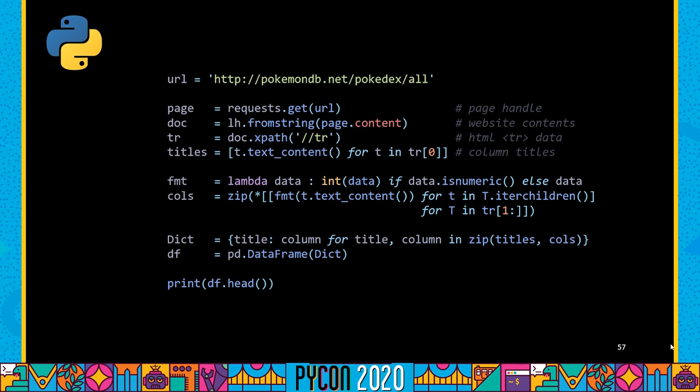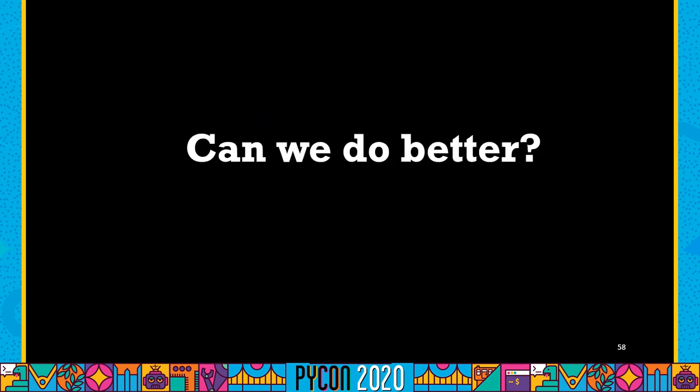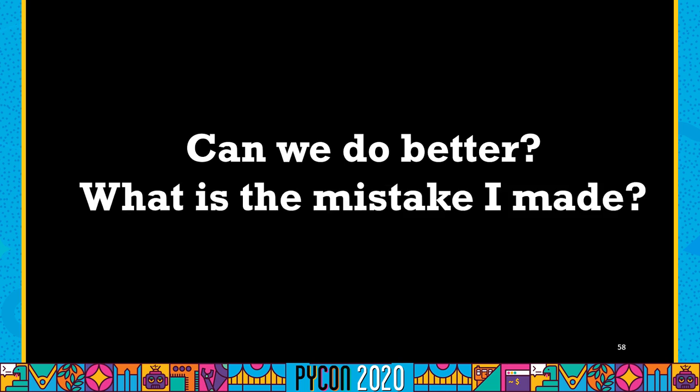So at this point, we're done. We've reduced our code from 60 plus lines down to, depending on how you look at it, roughly 10 lines, which is great. The question is, are we done? Can we do better? And some of you might have noticed that I have made a really, really big mistake.